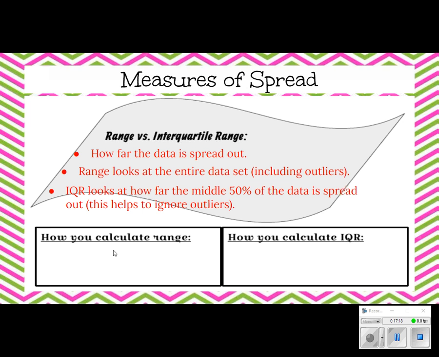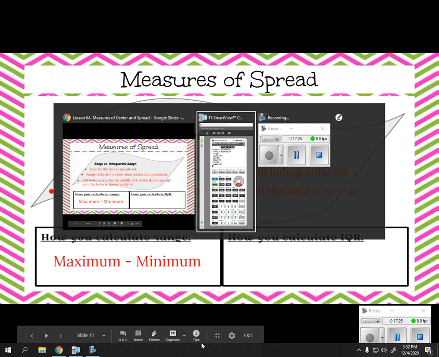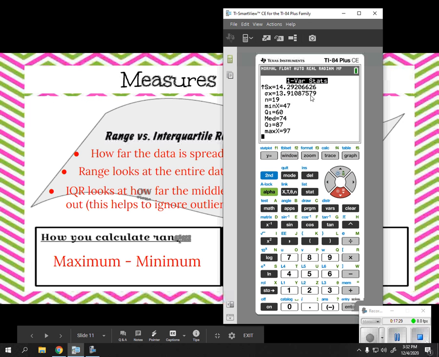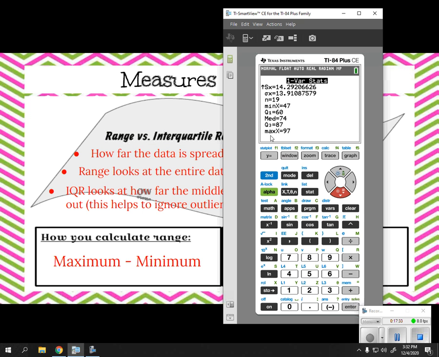So to calculate your range, you're going to take your maximum and subtract your minimum. Now, you do not have to put your lists in order when you put them in the graphing calculator, but the calculator will get your maximum number and your minimum number. It will identify those. So instead of hunting through a whole bunch of data, you can put it all in the calculator and it will give you the max and the min, and you just need to subtract them for the range.